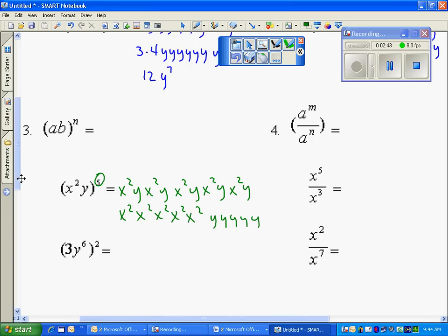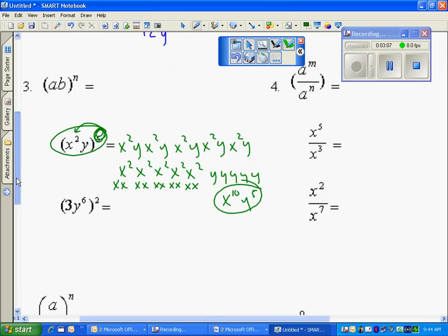Using either the first property or thinking all this expansion, I have all these x squareds 5 times. I have 5 times that x squared. I have 10 x's. 5 times I have that y. I have y to the 5th. So I really want to write that down here. It would be x to the 10th, y to the 5th would be the answer to this problem. So maybe you can see what's going on with that 5.